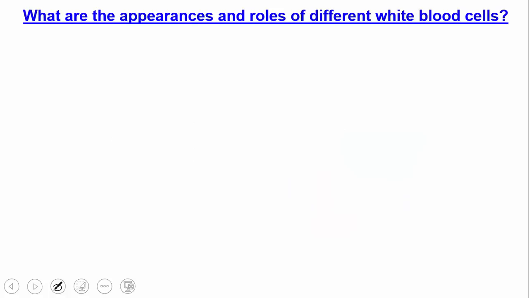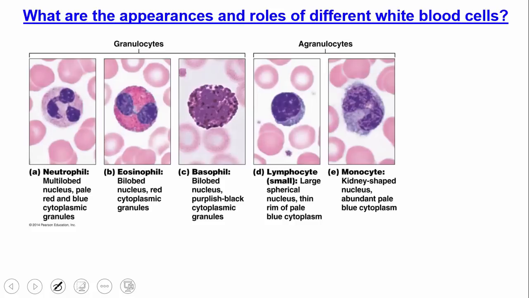Okay, so how do we distinguish these different white blood cells from each other, and what are their roles? So there's 5 that we're going to talk about, and there's 2 main categories. One of the categories is something called a granulocyte. And if you see any of this pink granular substance in the background of these cells, and the middle one shows it very nicely, you can see it a little bit here and a little bit in here, then it's a granulocyte.